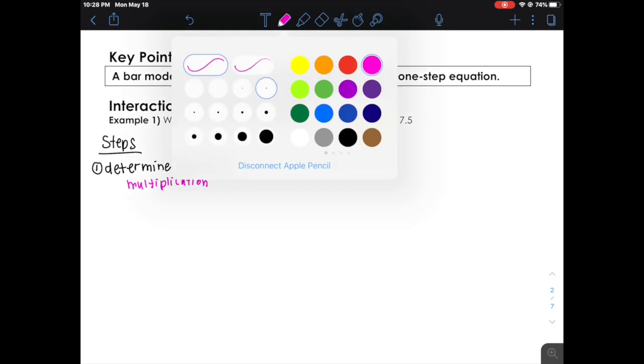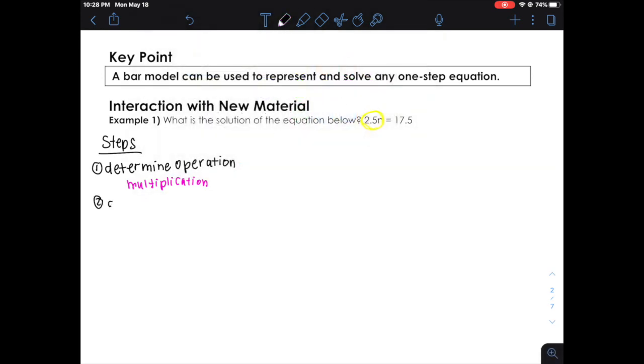Okay, so now we determine what is our total. Remember, determine just means to find. So determine total. So looking at our equation, our total is going to be pretty easy. It's going to be behind the equal sign, or it might be in front of the equal sign. It's just going to be the number that's standing alone. So our total is going to equal 17.5. So let's go ahead and draw that out.